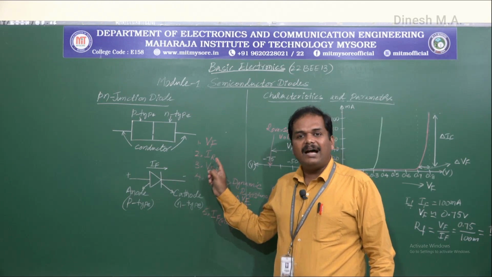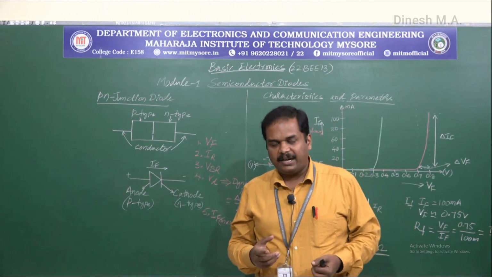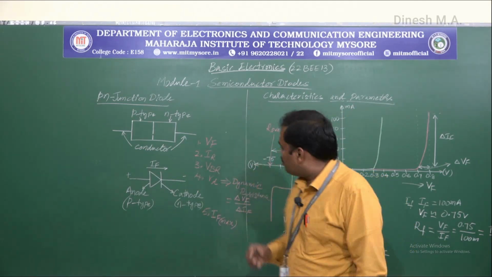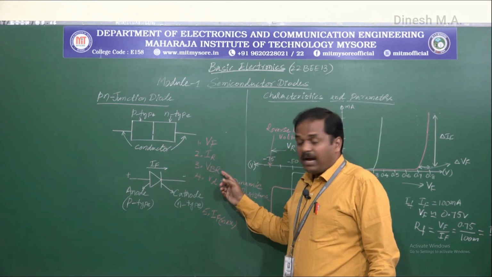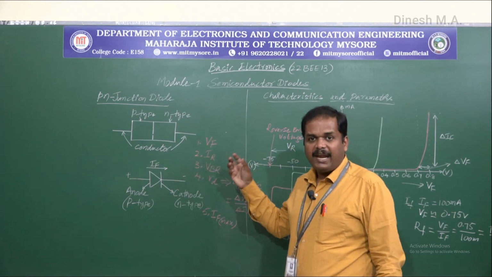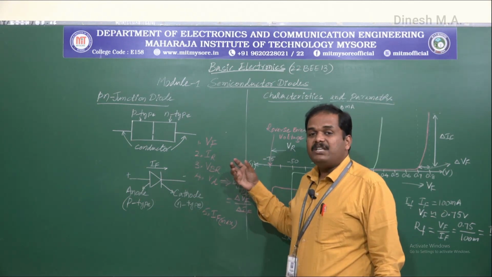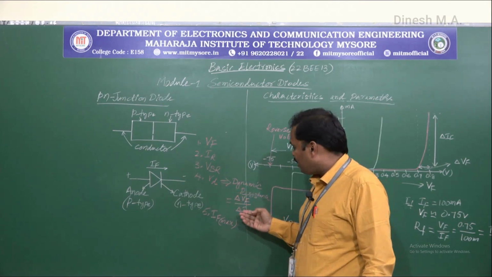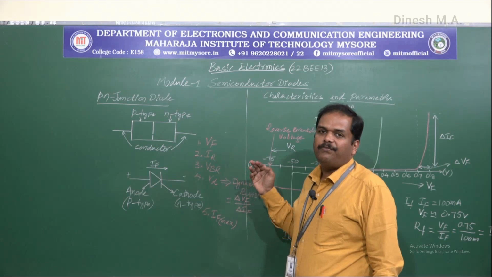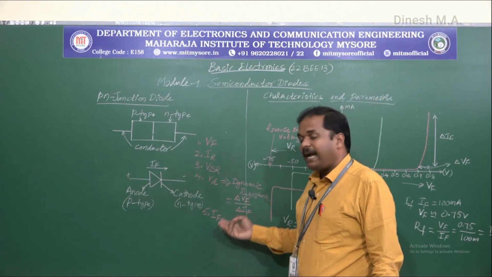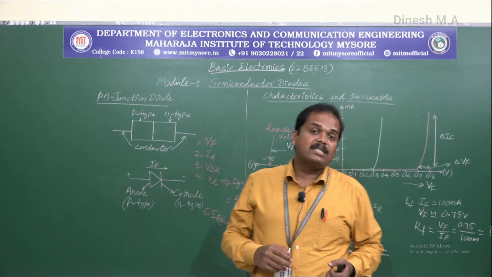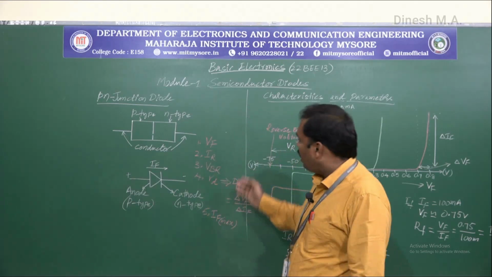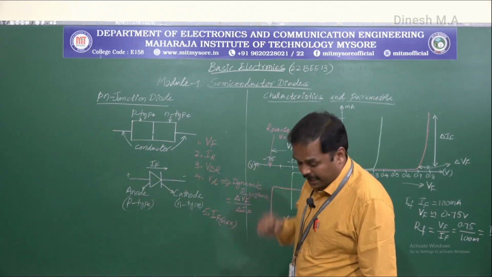Second parameter is IR, that is reverse saturation current. When a diode is reverse biased, what is the amount of current that is flowing through the junction? And third one is VBR, that is reverse breakdown voltage, the negative voltage at which the junction breaks down. And fourth one is dynamic resistance RD, which is calculated with the help of slope of the forward characteristic. And fifth one is IF max. IF max is maximum forward current that is permissible with that particular diode. So these are the parameters associated with any diode.